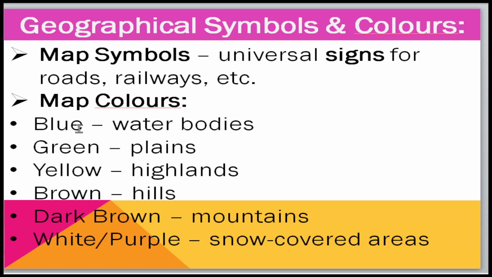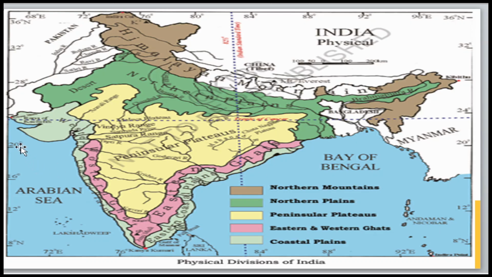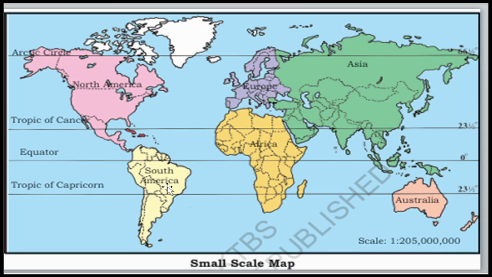Map colors: we use a blue color to represent water bodies. For example, here we have used the blue color to show water bodies, because it is the Arabian Sea, the Indian Ocean, and the Bay of Bengal. In the world map also you can see this blue color showing the water. I hope you are understanding.